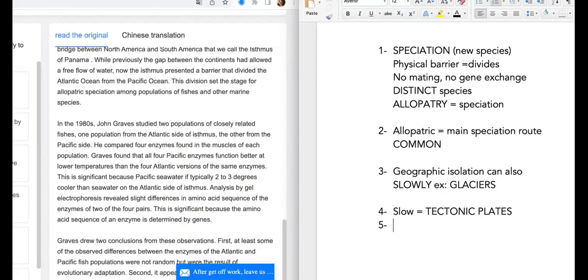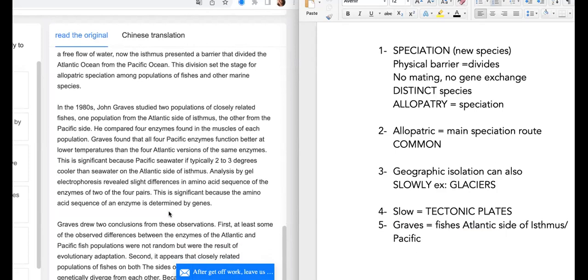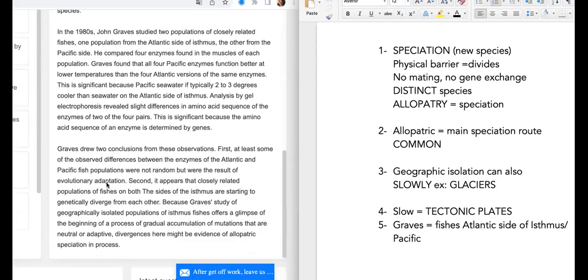Now, paragraph 5, moving right along. We got this guy, John Graves. I'm going to write his name down, Graves, and he studied two populations of closely related fishes. Okay, so he studied these fish, one population from the Atlantic side of the isthmus, the other from the Pacific. There we go. Okay, and this is what he did when he studied them. I'm not going to read the whole thing. Again, we're just skimming. So I'm going to go to my last paragraph.